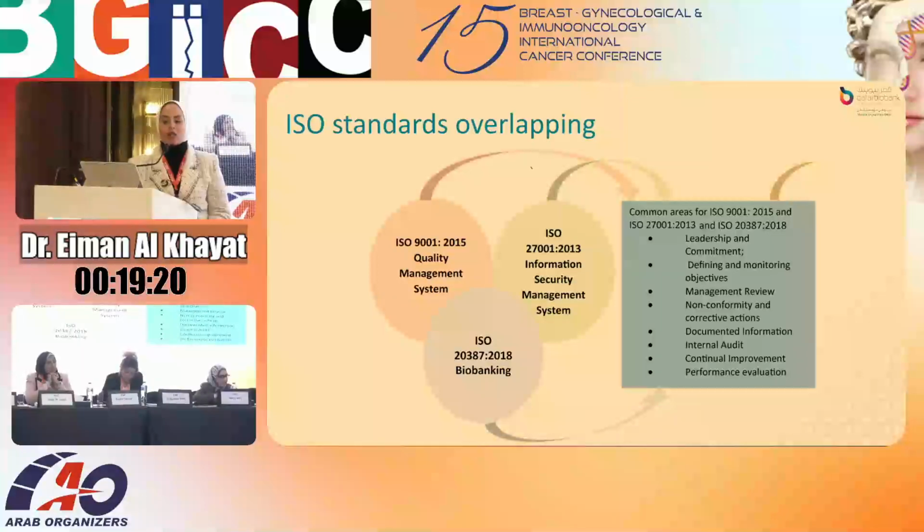What is the ISO standard overlapping? The 3 standards have much in common. When we achieved the ISO quality management system and information security management system, it was of great help when we started work on ISO Biobank, as the 3 standards have much in common. Between the 3 standards there is overlapping, like leadership and commitment, management review, non-conformity and corrective action, documented information, internal audit, continuous improvement, and performance evaluation.